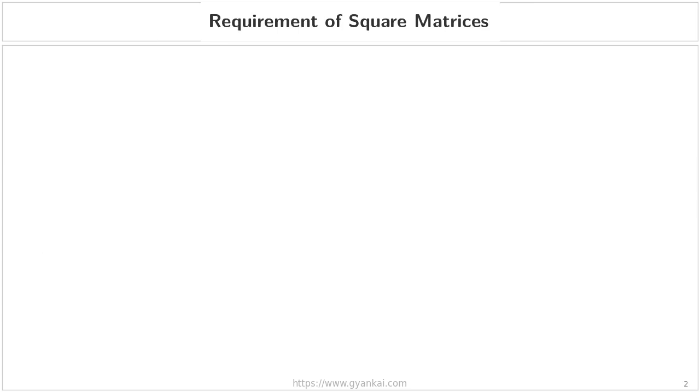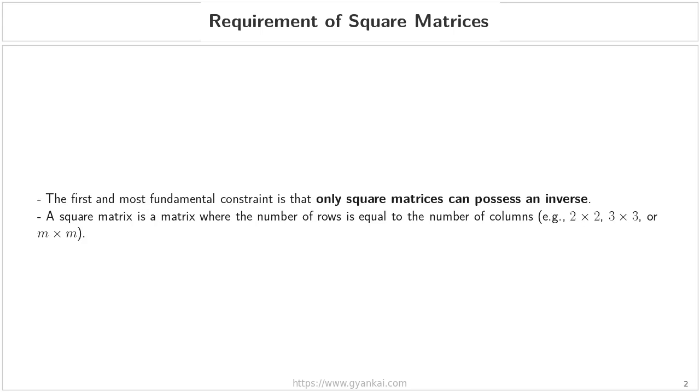Requirement of square matrices. Now that we have recalled the basic definition of an invertible matrix from the previous slide, let us examine the constraints that determine whether an inverse can actually exist. The first and most fundamental constraint you must understand is that only square matrices can possess an inverse. To clarify, a square matrix is simply a matrix where the number of rows is exactly equal to the number of columns. For example, a 2 by 2, a 3 by 3, or more generally, an m by m matrix.